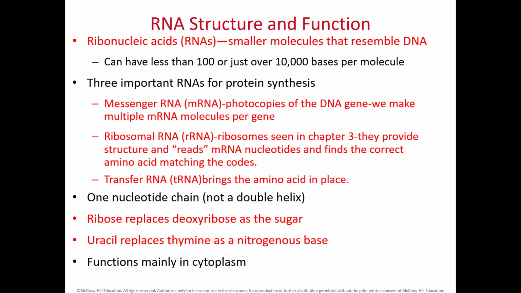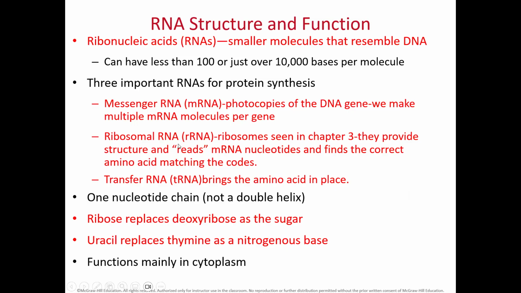Because we have such a small number of cells that produce insulin, how do we make enough of it, if each cell only has one gene that codes for insulin? Well, in a process that we call transcription, we're going to take the gene, read it, and make complementary base pairs from it. In the process, we're going to make lots and lots of messenger RNA.